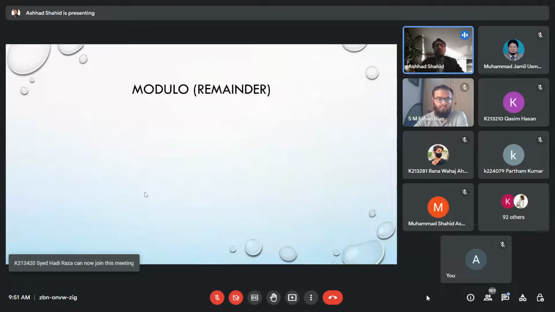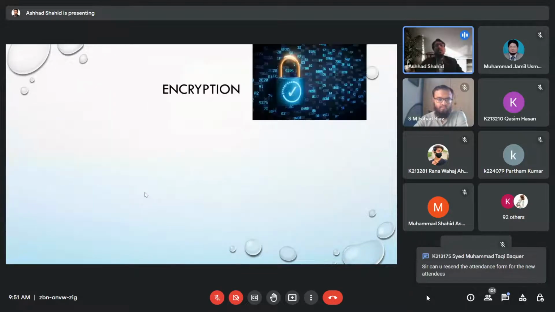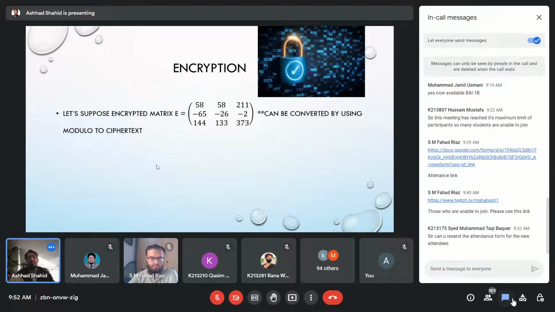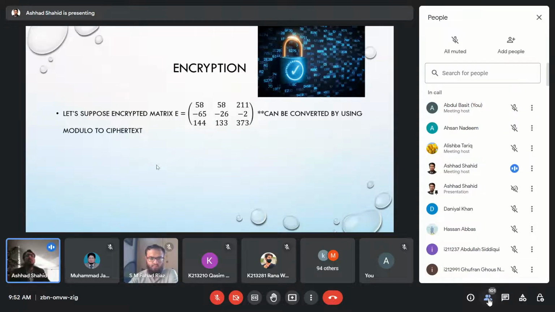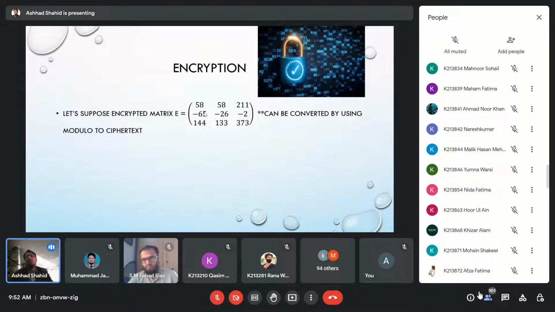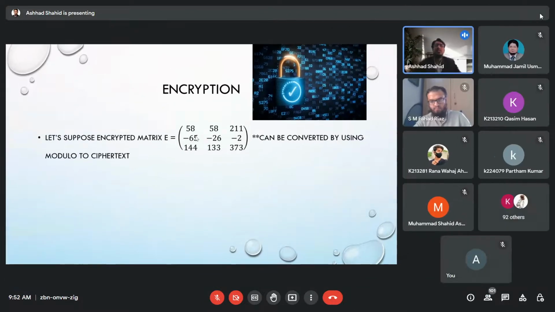Similarly, let's move on to encryption. I've just described the modulo, and I'm not working with the modulo right now. Let's suppose this is already an encrypted matrix, meaning I have used some key on my message to make this matrix an encrypted one. It can be converted using the modulo to ciphertext, but I haven't used the modulo here. 58 is not the number of an alphabet, but basically a cyclic value of some alphabet. So this is just an encrypted matrix.